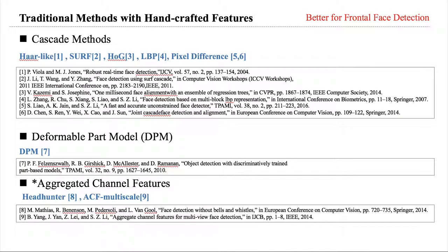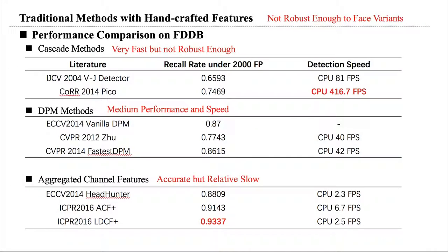So the first part is about traditional face detectors. Traditional methods can be further categorized into cascade methods, approaches based on the deformable part model, and aggregated channel features. We list some important work in each family. Traditional methods are more useful for frontal face detection because of hand-designed features. They are very fast and can run on video streams in real time, but they cannot handle highly variant real cases like extreme poses and illuminations.